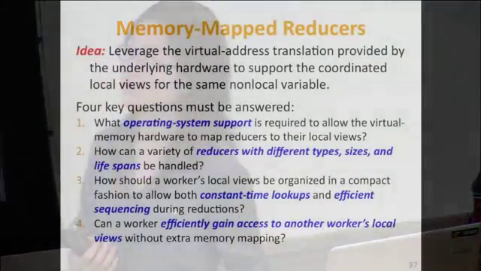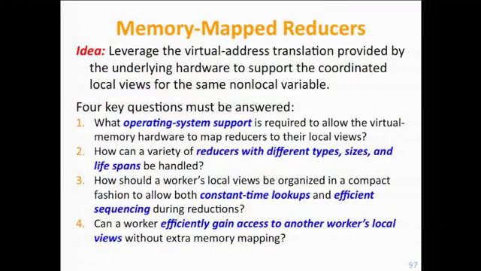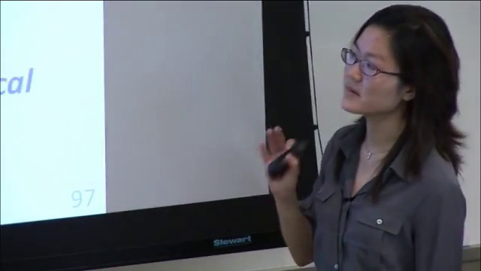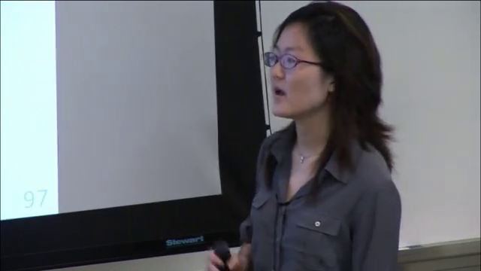Okay. And to implement this, there are actually 4 questions that we need to address. One, what operating system support is required to do the memory-mapped reducer? Two, how do you support reducers with different type sizes and lifespans? Three, how do you support a data structure for reducers that allows constant-time lookup and efficient sequencing? And finally, how can you allow efficient access to one worker's local view by another worker?